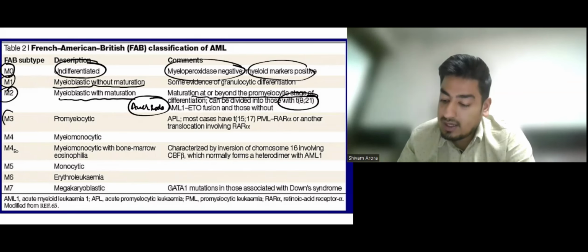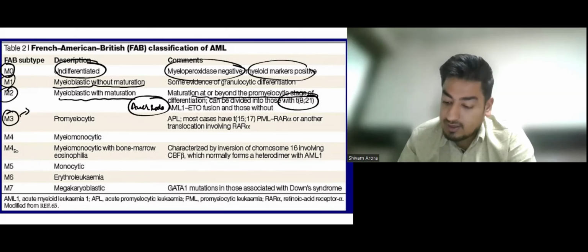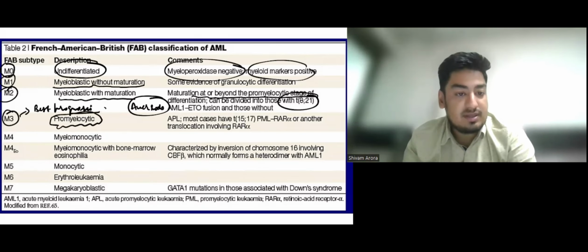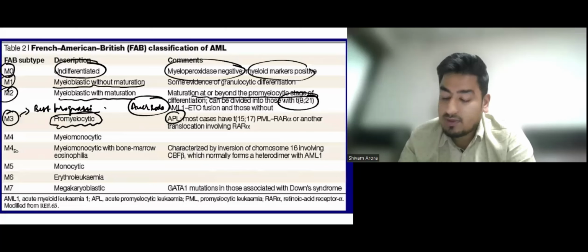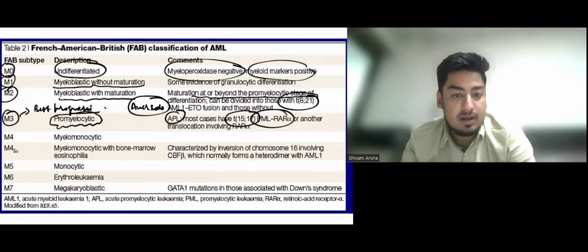Then we have M3. So M3 is very important. One thing is it has the best prognosis. Okay, then promyelocytic cells are seen here. That's why it is also known as APL or APML. Okay, acute promyelocytic leukemia. Then translocation 15 to 17, which is also known as PML RARA mutation.